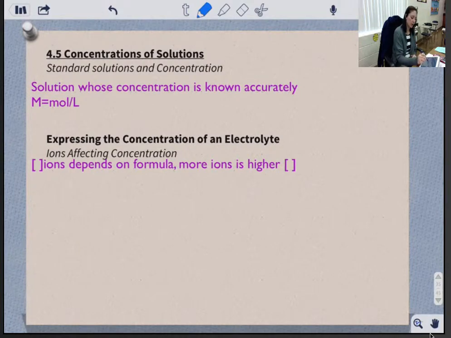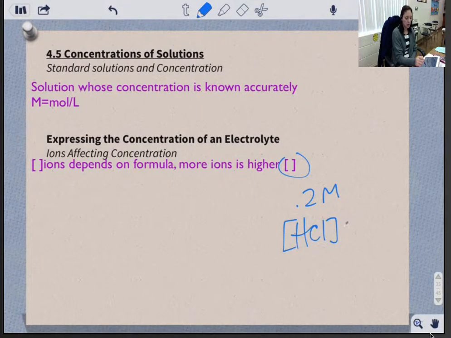I don't think I brought it up before, but those little brackets mean a concentration. So instead of saying 0.2 molar, people will often say the concentration of HCl is [HCl] = 0.2. I tend to also want to put the M underneath it, but brackets do mean concentration. Like I said, the more ions you have, the higher the concentration.